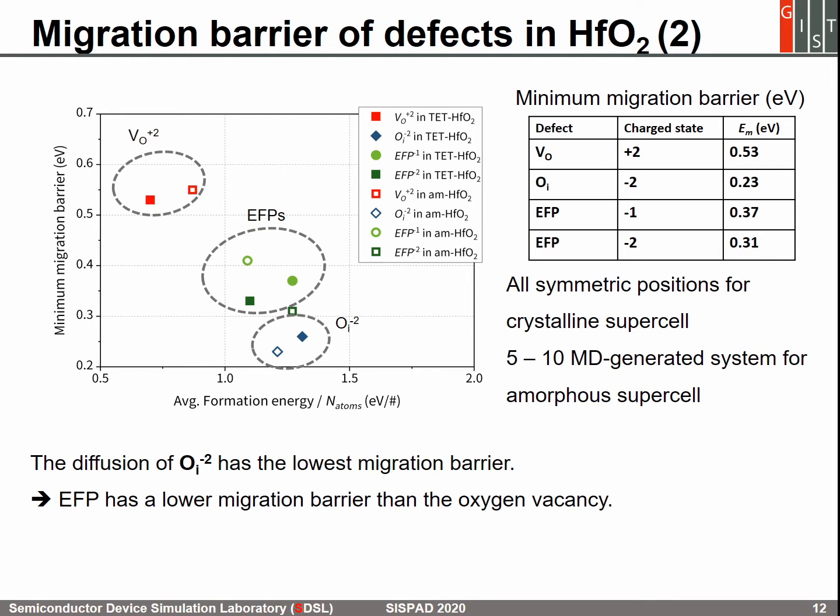The migration barriers calculated in this way are shown in the figure. Filled symbols are for crystalline structures, and empty ones are for amorphous structures. They exhibit good qualitative agreement. The migration barrier of an oxygen vacancy is about 0.5 electron volt or 0.6 electron volt. On the other hand, the extended Frenkel pair has a much lower migration barrier, about 0.3 electron volt or 0.4 electron volt.